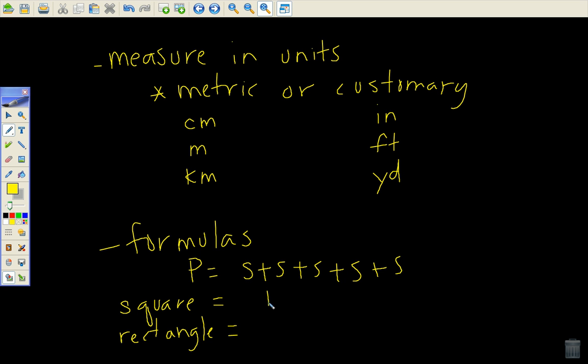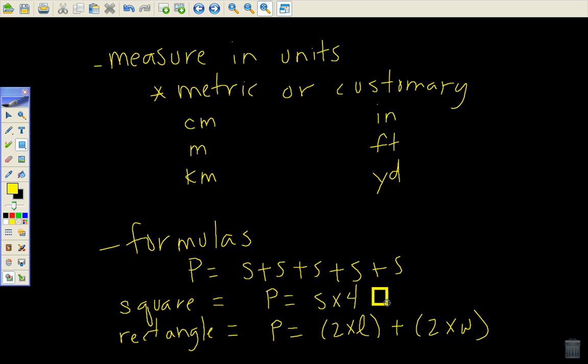For a square, perimeter is actually side times 4, and the reason is because there are 4 sides on a square. So whatever that one side is, you just multiply it by 4 and you get the perimeter, because each side is equal. For a rectangle, the perimeter is 2 times the length, because there are 2 lengths, plus 2 times the width. Then you just add those together and you'll get the perimeter. On my rectangle, 2 of my sides are my length and 2 of my sides are my width, and that's why I say times 2.